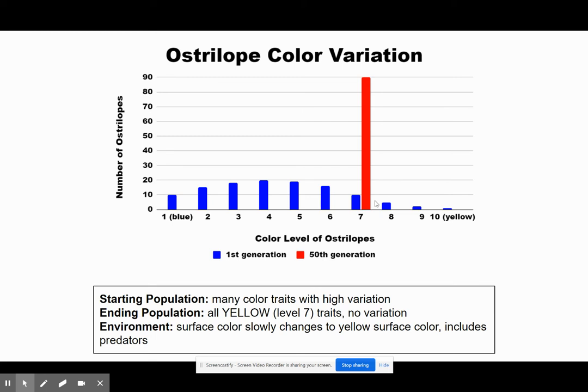So why has this happened? Well, if we're looking at the environment, the environment changed to a yellow surface color, and it includes predators. Those predators started going after the australopes. And what's going to be easier to see? A yellow australope in a yellow environment, or a blue and green australope in a yellow environment? Those predators went after the blue and the green australopes, and the yellow ones were able to survive and pass down their yellow traits. And so after 50 generations, this is why it looks like this.